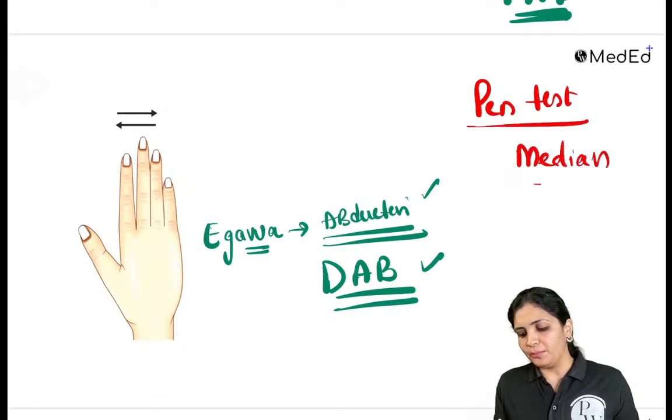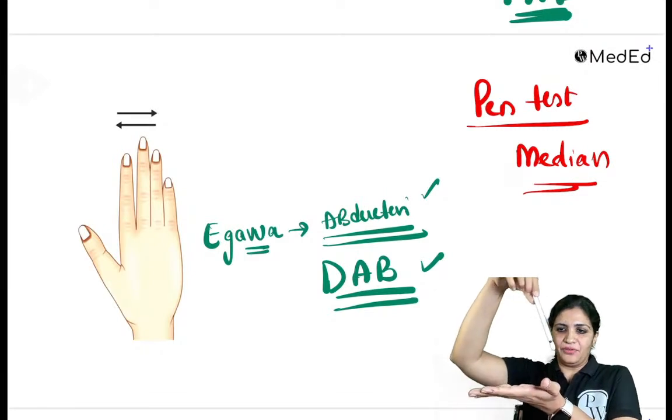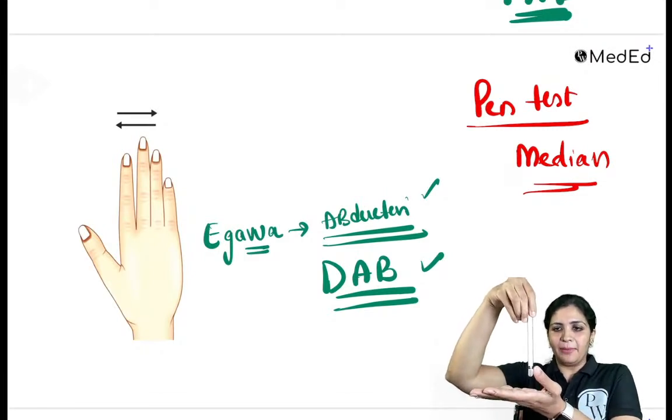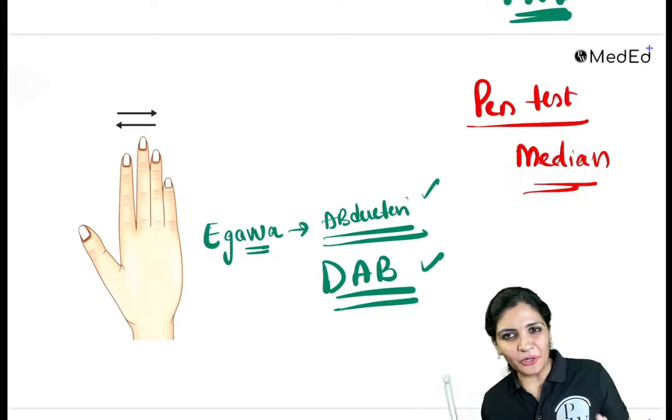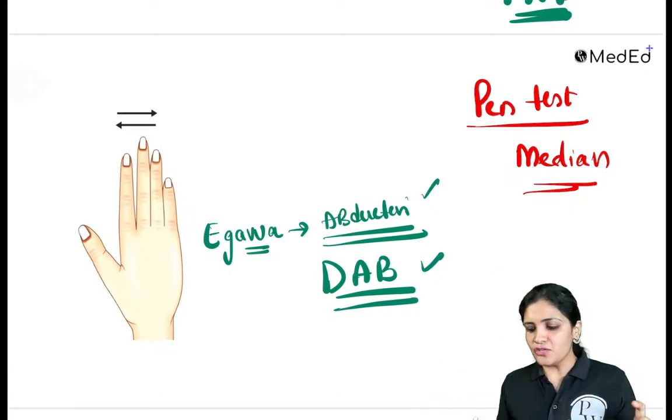So the pen test is for the median nerve, where you hold the pen right in front, perpendicular to the thumb, and now you try to touch the pen. The tip of the pen is touched by the tip of your thumb. So this is called the pen test. Now this is testing the thenar group of muscles, and this is the test for the median nerve.